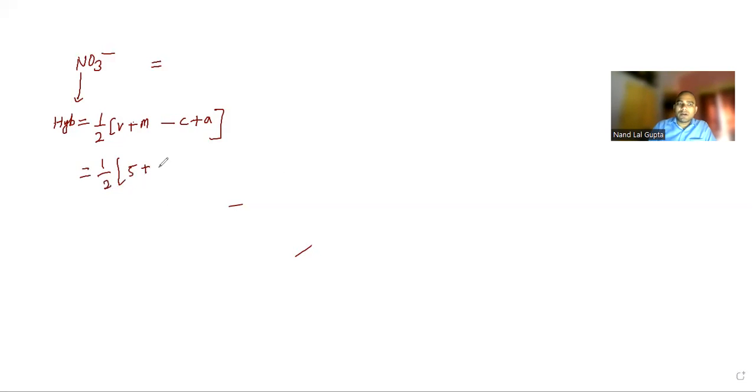Oxygen 3, forms double bond. So that is going to be 0. This is going to be 0. Minus, we are having cation. There is no cation. Positive charge. Wait, sir, could you explain the oxygen thing to me? The double bond?